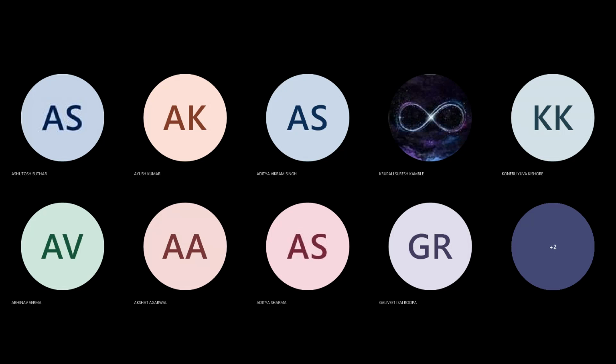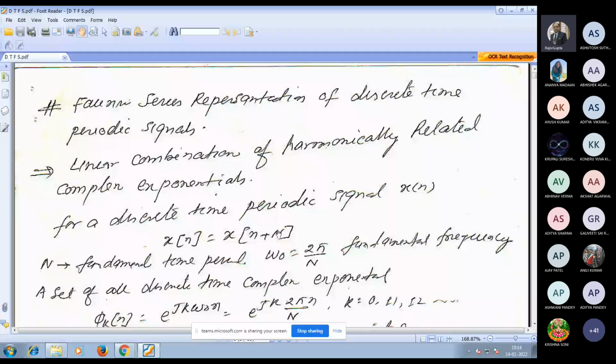Next one is the Fourier series representation of discrete time periodic signals. Again, the same things will be repeated here, except now the signal is discrete time. Earlier we were talking about continuous time, now this is discrete time. According to Fourier, any periodic signal can be represented by a linear combination of harmonically related complex exponentials.